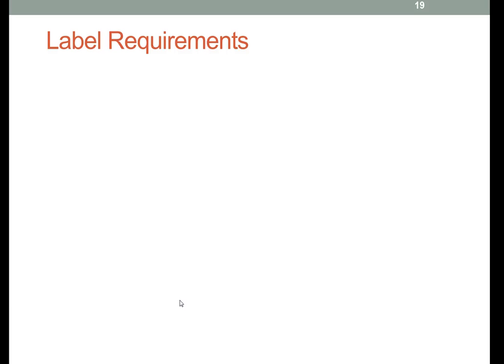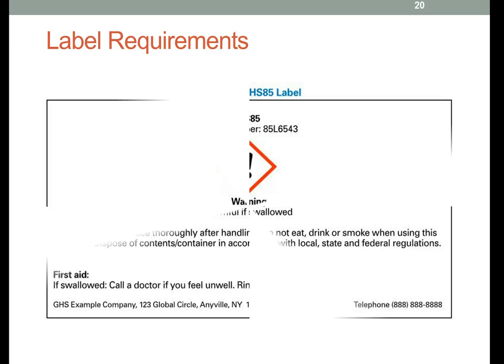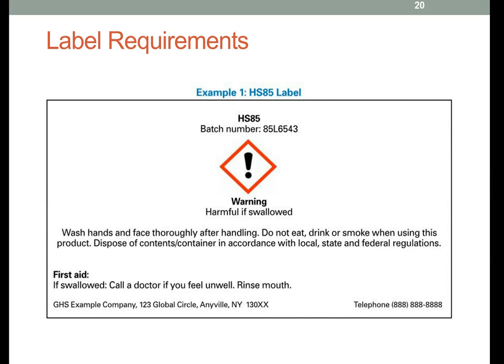The chances of a label mimicking the sample label in the OSHA Quick Card are probably not very likely. And so here's a sample of a label that would be more anticipated out in the workplace. And although it looks different, it still contains all of the same requirements. We have a batch number, which is the product identifier. We also have down here the supplier of that chemical.